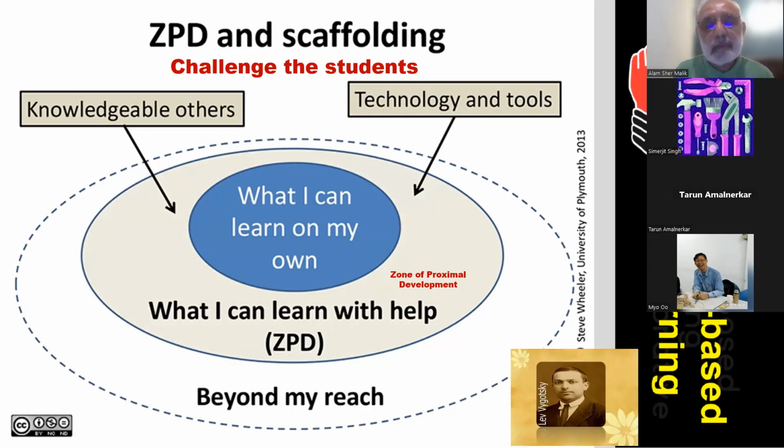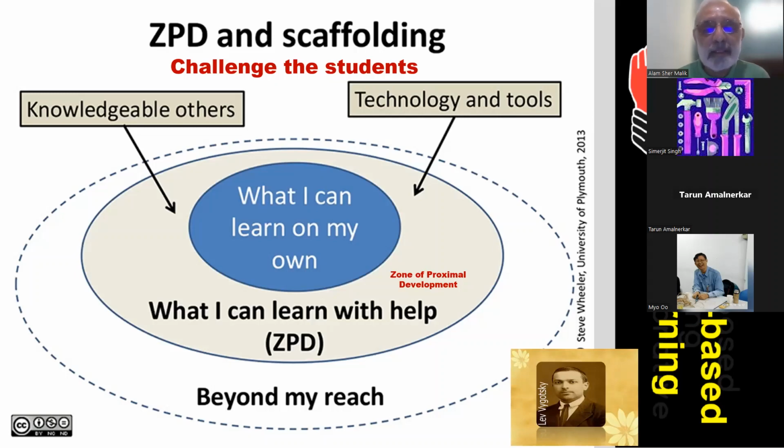First, we can divide a topic into, let's say, three areas. One can be a very easy part, and many students may be familiar with that already. Second is what we call the zone of proximal development, and this is the area where students really need help in terms of knowledge and in terms of usage of technology and tools. And third, maybe the area which is beyond their reach at that particular moment.